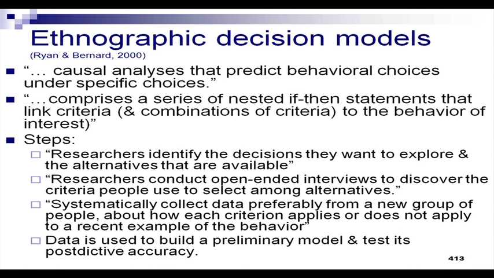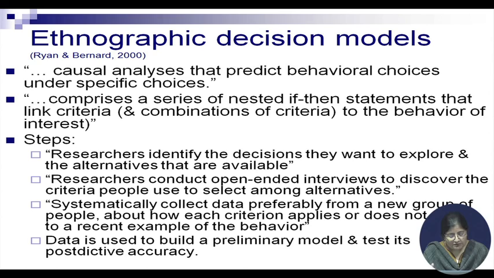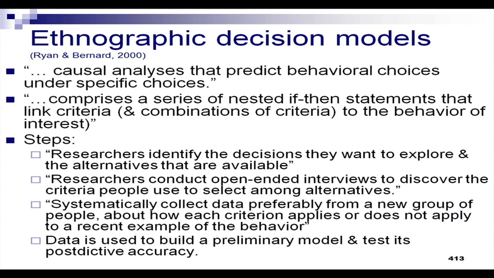Data is used to build a preliminary model and test its post-predictive accuracy. That is how we take this data that has been verified, that has been checked with the people, the alternatives that are available, and the criteria they are using to select among alternatives, and then we build the preliminary model and test its accuracy in light of the work we have done.